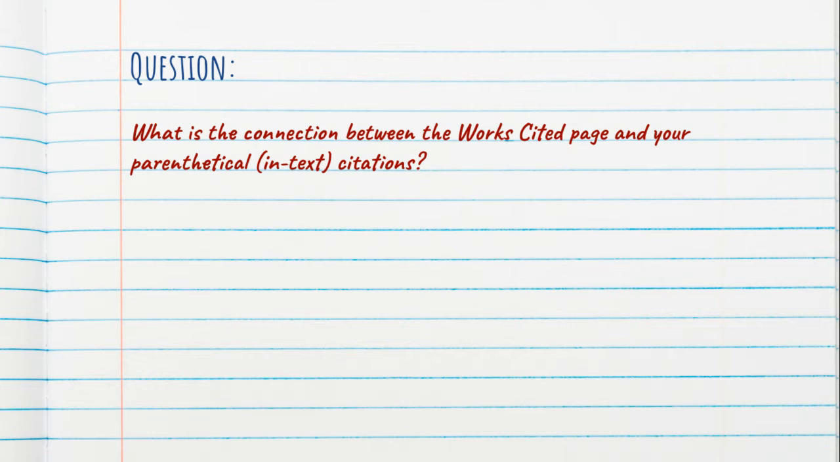So, the question I really want you to be thinking about today is what is the connection between the works cited page and your parenthetical or in text citations? And parenthetical citations and in-text citations are synonymous with each other. They're the same thing. So if you hear someone say one or the other, it's referring to the same thing. But I want you to have this question in mind because your parenthetical citations are not randomly generated. They are generated very distinctly and directly from the long form citation.